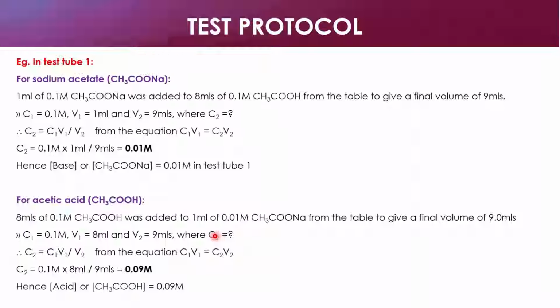So making C2 the subject of the equation, we have C2 equals C1 V1 divided by V2, from the equation C1 V1 equals C2 V2. Substituting the values into this equation, we have C2 equals 0.1 molar times 8 ml all divided by 9. So C2 will give us 0.09 molar. Hence, the concentration of the acetic acid in test tube 1 is 0.09 molar.